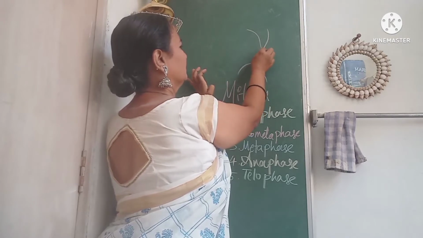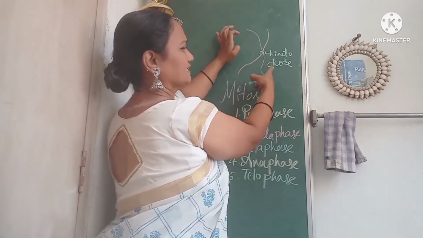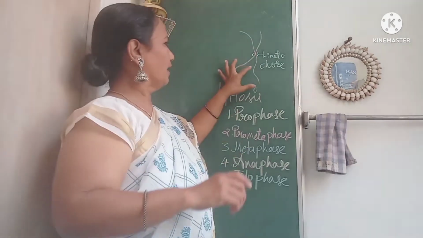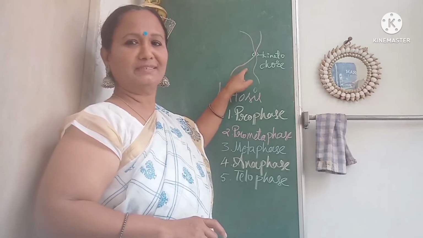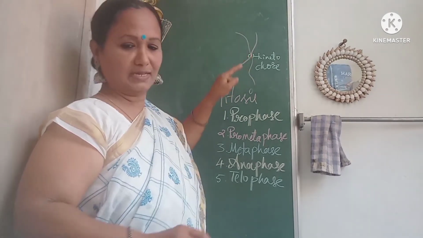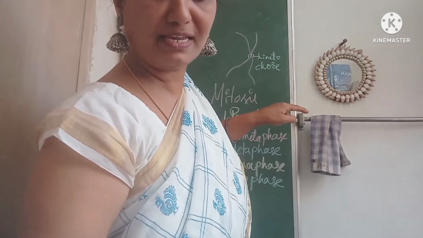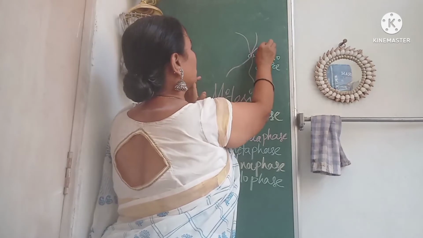Over that are cap-like structures known as kinetochores. As prophase progresses, the chromosomes become thicker and shorter. The chromatids are held together by a centromere, a special DNA-containing region.